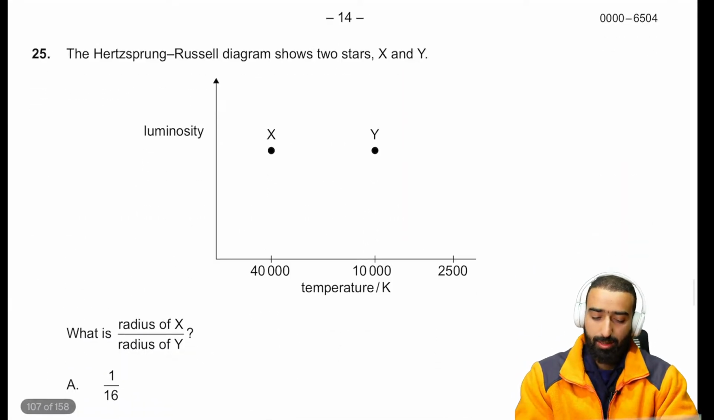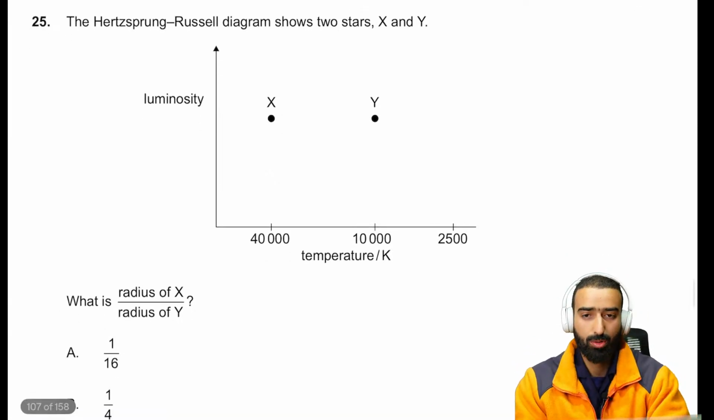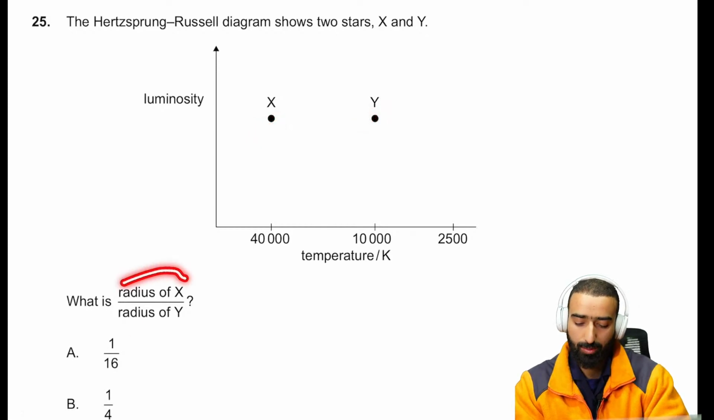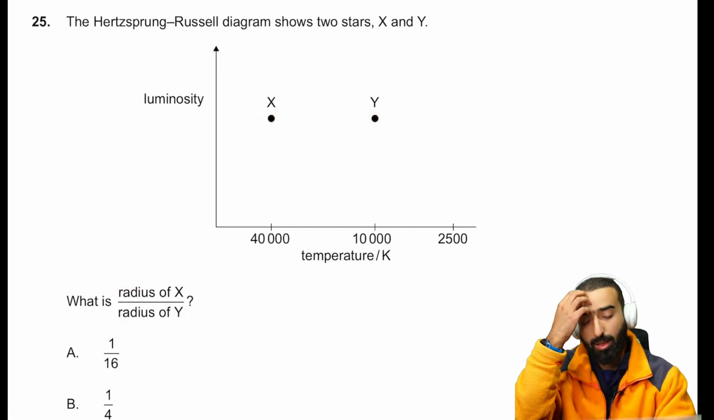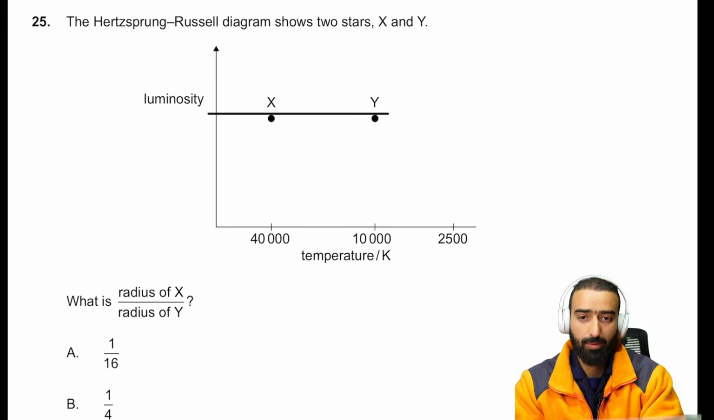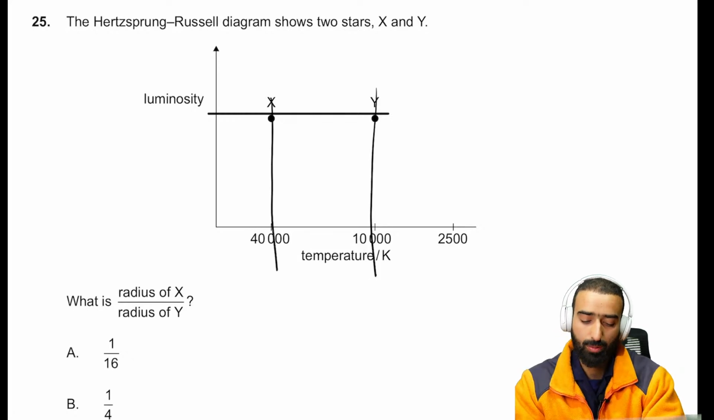All right, I think this is the last question. The HR diagram shows two stars. We have two stars, X and Y. We are supposed to find the radius of X over the radius of Y. How do we do this? Well, they have the same luminosity. That's the first hint. And the temperatures are given. So we use the equation luminosity equals sigma A T to the 4.